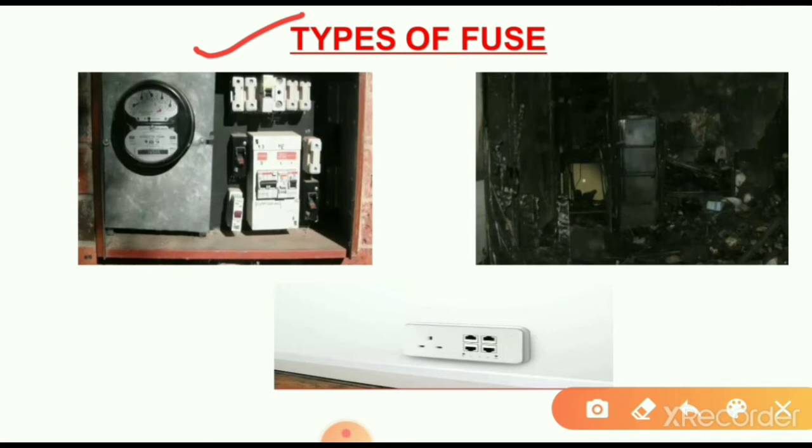Another kind of fuse is used in electrical appliances. Now let us know some reasons behind excessive current in electrical circuits. So what are the reasons? There are two main reasons. The first one is the short circuit and the second one is the overload.